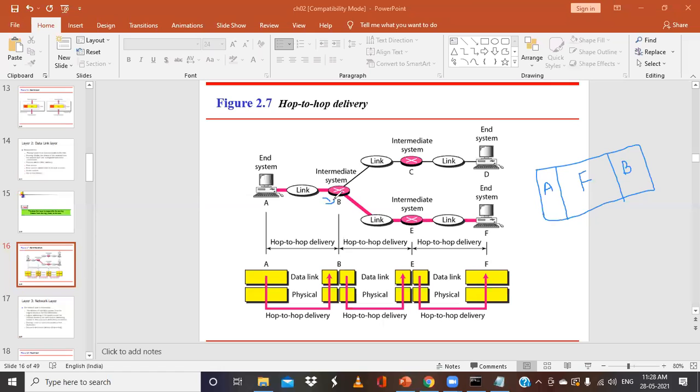Now B wants to send the data through this link, and it wants to send to E. So again, what will happen? B receives this particular frame, and it will change this physical address. From A it will make it B, because B is the source from where the frame will be sent. And what is the destination? The destination is E.